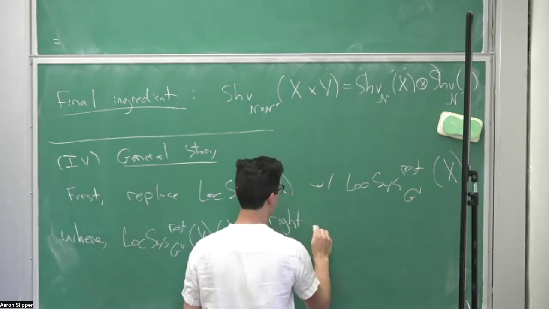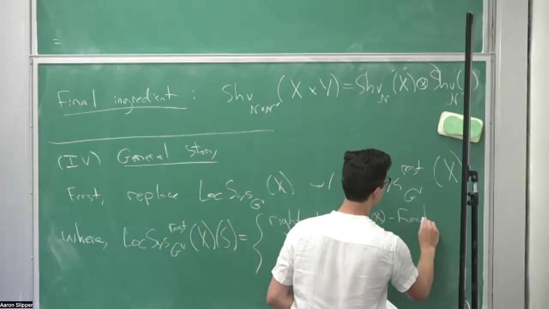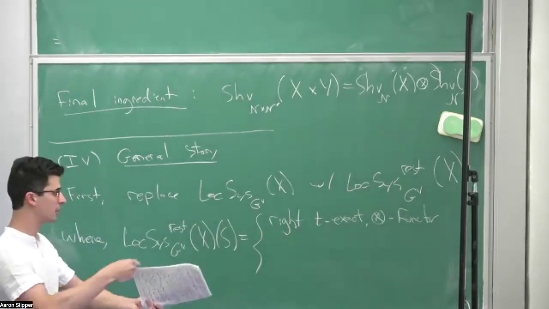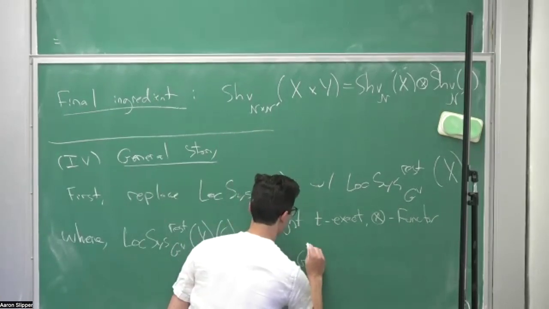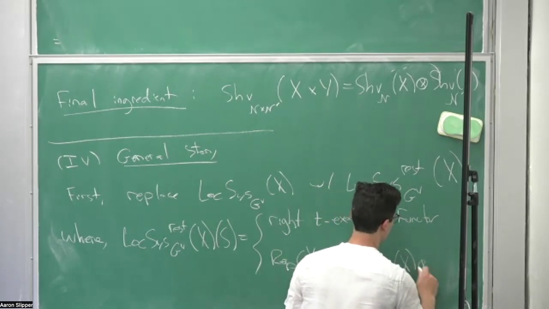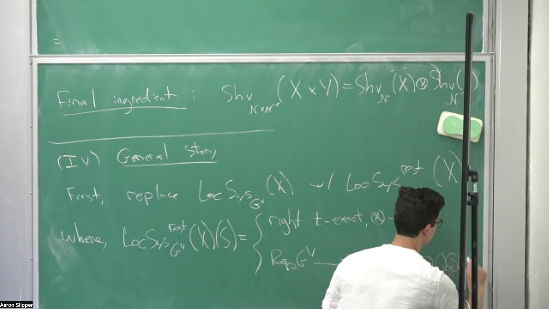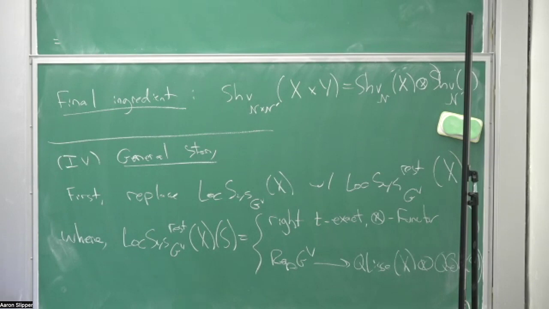It looks very similar to the first formula I mentioned at the very beginning, with the exception that I replaced LS of X with quasi-lisse. And the definition of quasi-lisse depends on which sheaf theory you're working with. Maybe to save some time, I will just say it verbally.